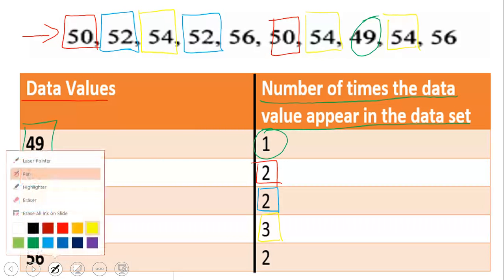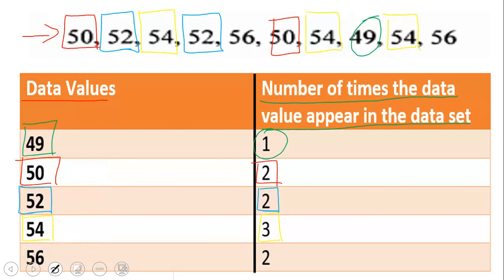And note that 56 appears twice in the data set. It appears here and here. So what is the data value that appears most often in the data set? Indeed, the answer is 54, because 54 appears most frequently. Indeed, we have 54 appearing 3 times.